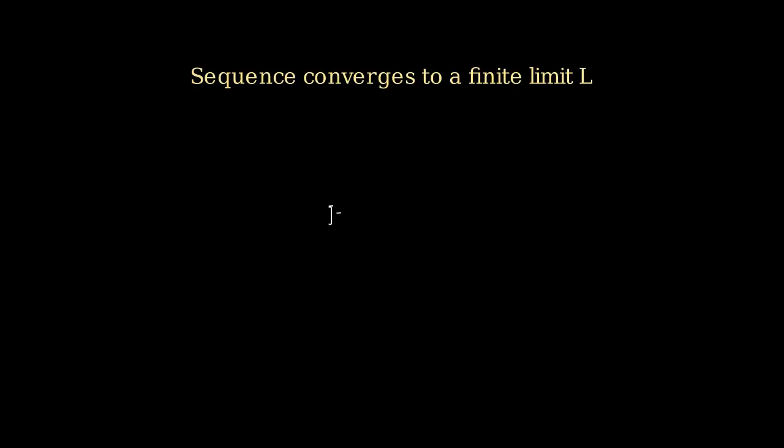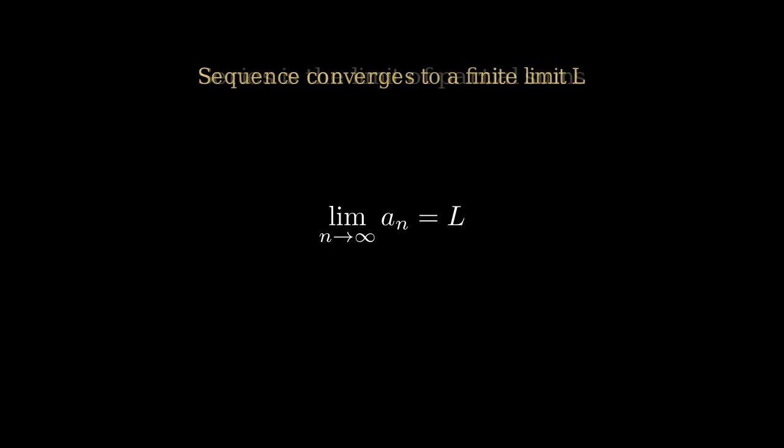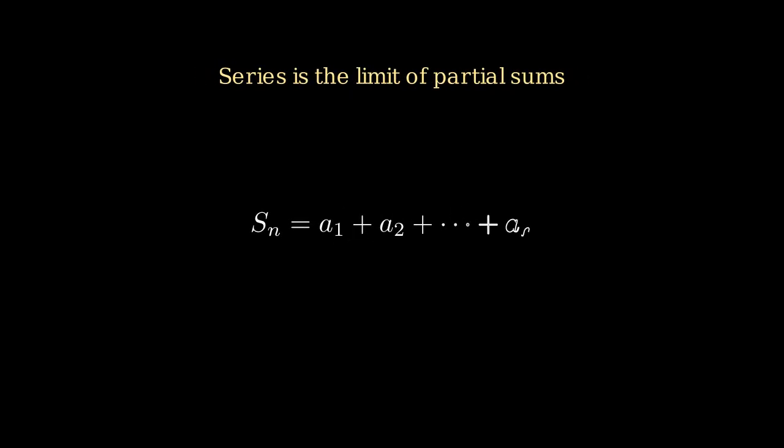A sequence converges to a finite number L if the limit as n goes to infinity of the sequence equals L. Keep that picture in mind. The terms themselves have to settle down on one fixed value. The series is built from that same sequence, but we look at its partial sums. Add the first term, then the first two, then the first three, and so on. The series converges to S if the limit of those partial sums equals S.